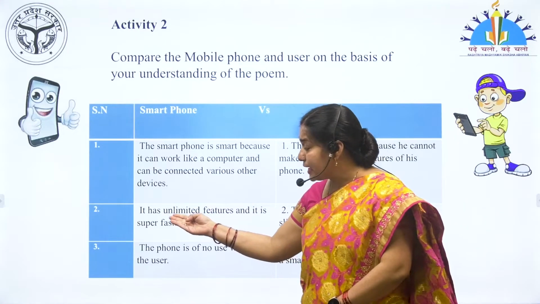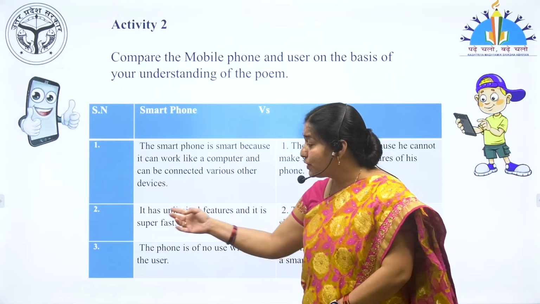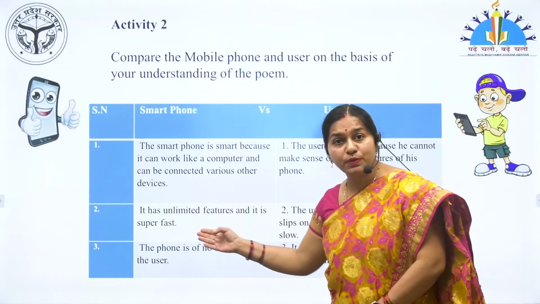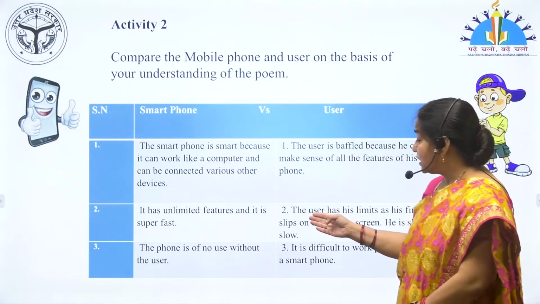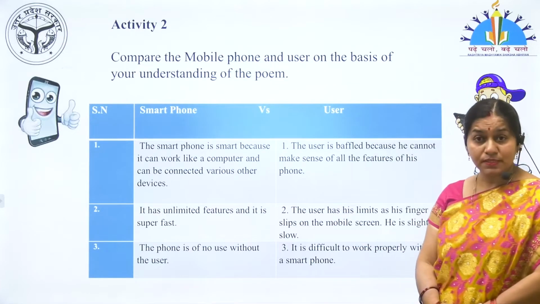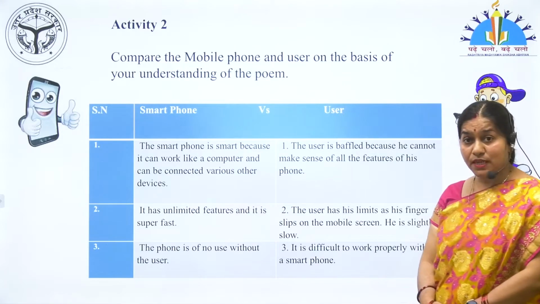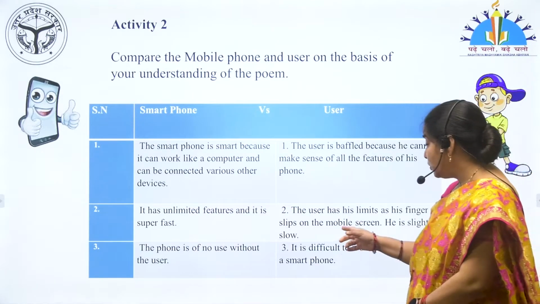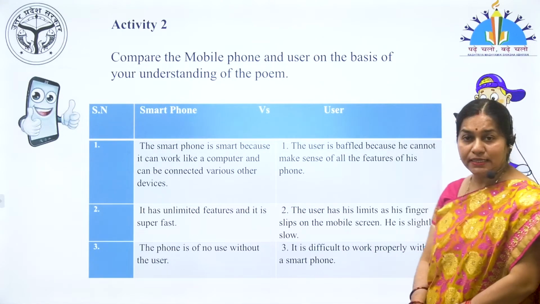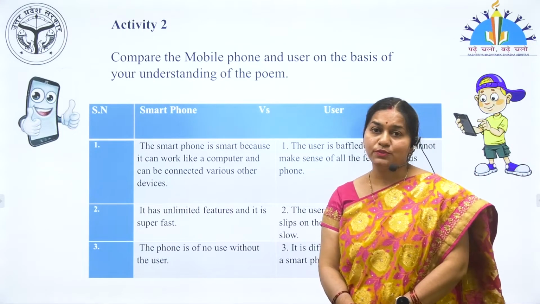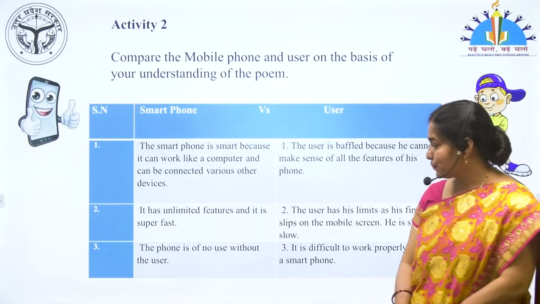Number 2, the smartphone has unlimited features and it is super fast. The user has his limits. As his finger slipped on the mobile screen, you have seen, he is slightly slow. In comparison to the smartphone, the user is slightly slow.